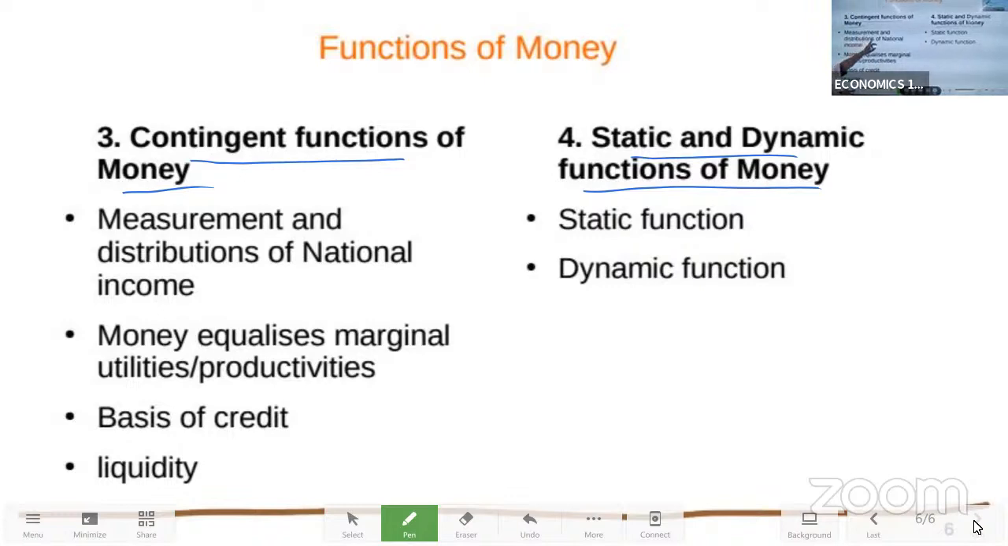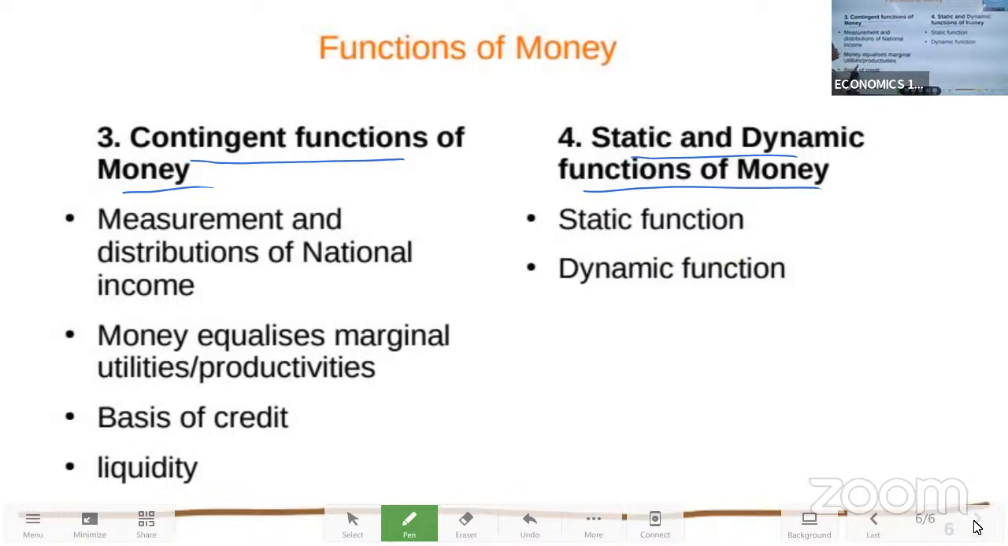The first one is measurement and distribution of national income. The second one is that money equalizes marginal utilities and productivities. The third one is basis of credit. Then the fourth one is liquidity. Let's see these one by one.